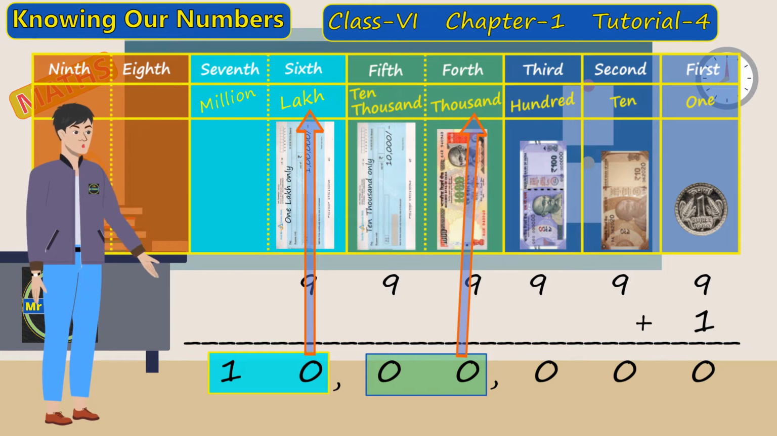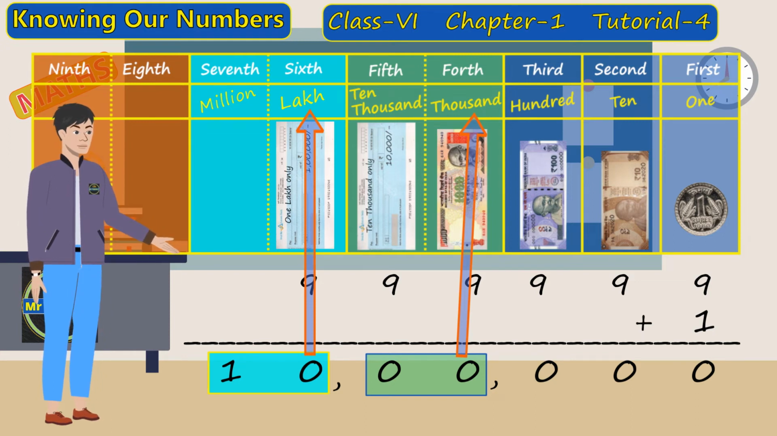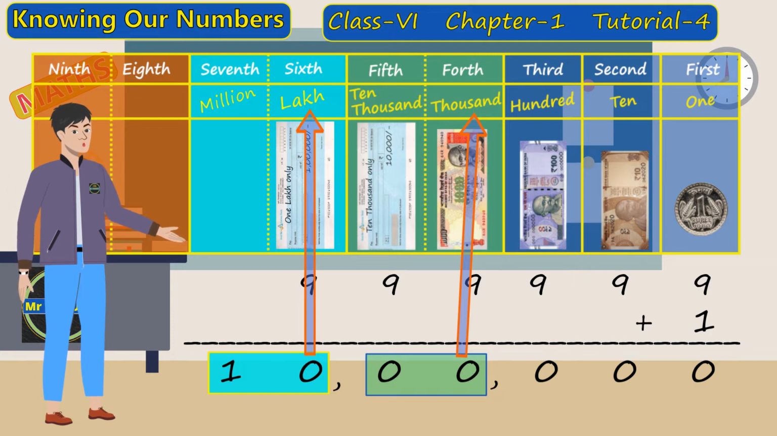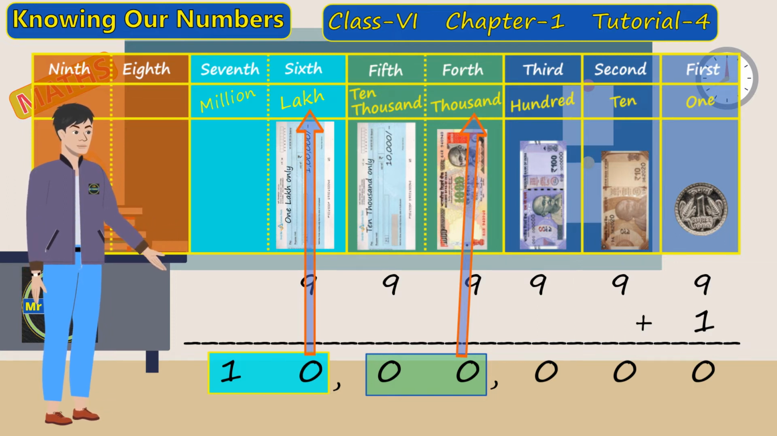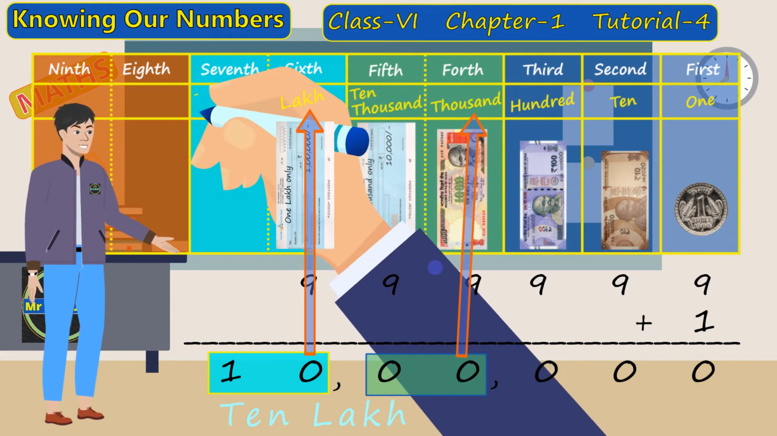So after putting in the commas it becomes easier for us to name our 7-digit number, 10,00,000. Yes, you are right. Name of this number is 10 lakh. Therefore we now know that the place value of the seventh position is 10 lakh.